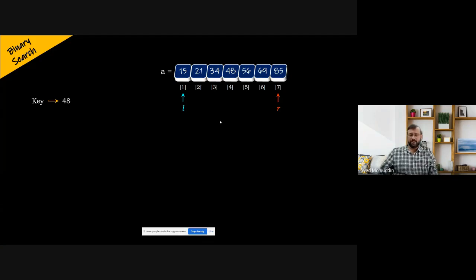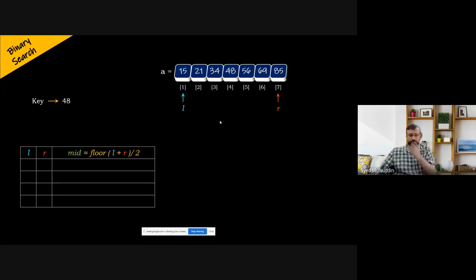L represents the left index and R represents the rightmost index. Now, the middle index will be floor of (L + R) / 2, that is, the left index plus the right index divided by 2. Why are we using floor? Because indices are always integers, and when we divide something by 2, we may get a fraction or a decimal point. So we take the floor value because we cannot have decimals as indices.